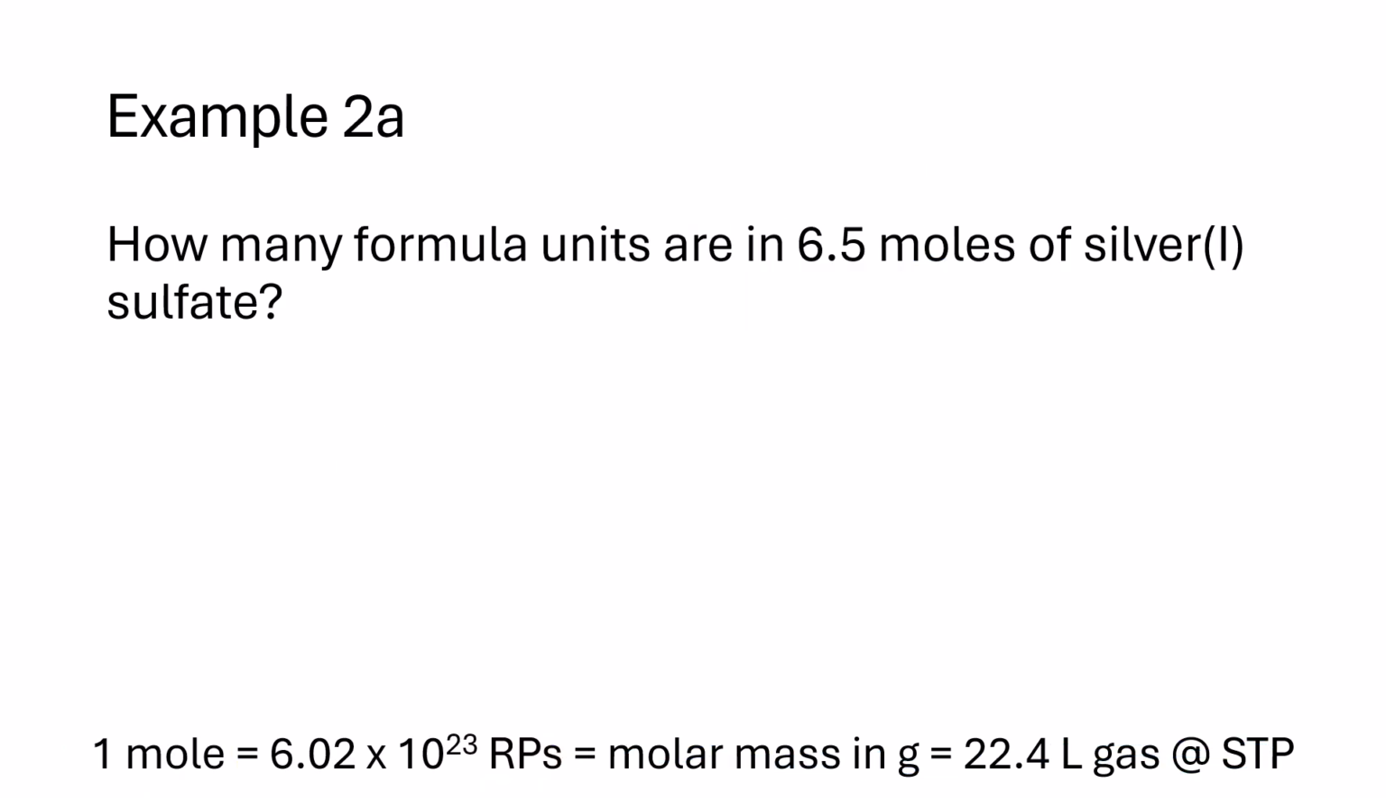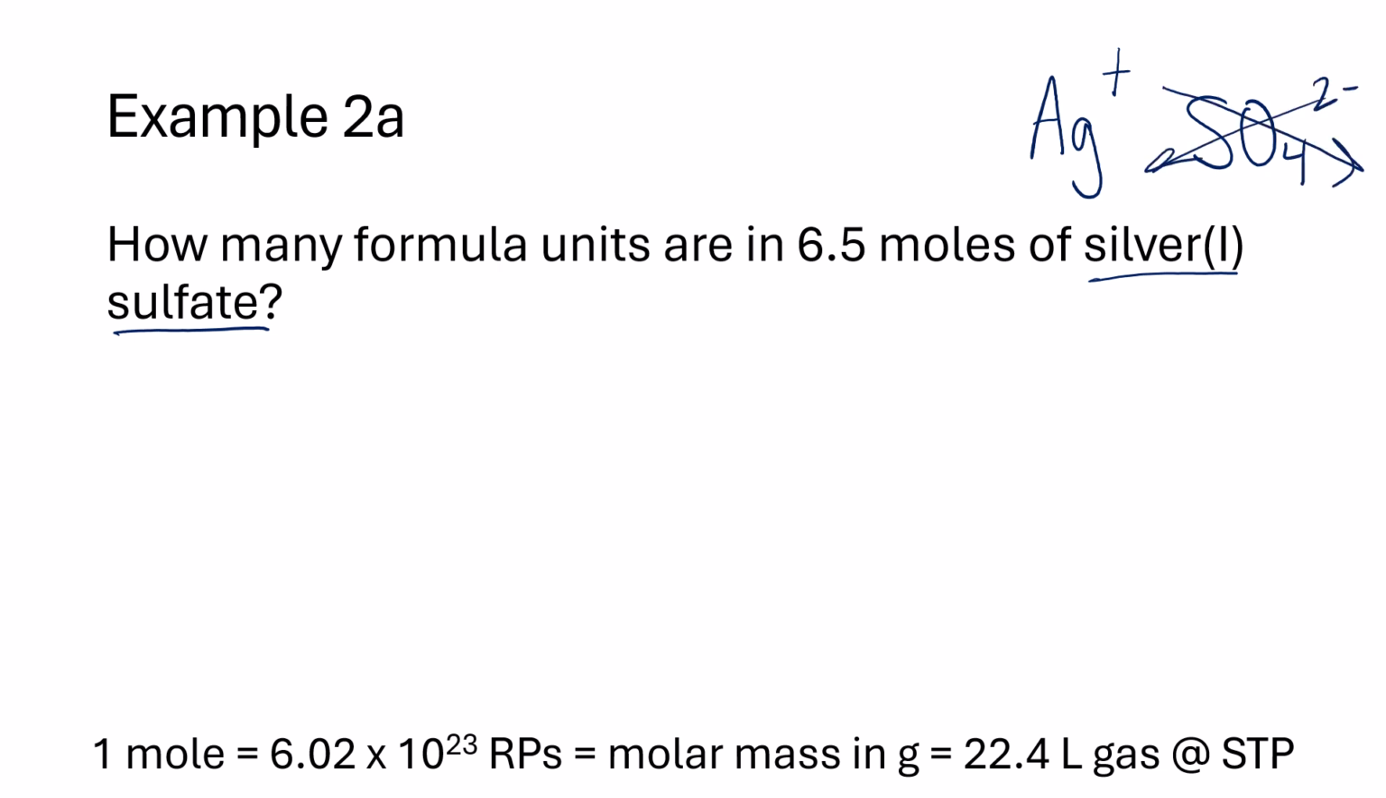In example 2a, it asks how many formula units are in 6.5 moles of silver(I) sulfate. Before I even start with the problem, I like to just make it a habit of knowing what this compound is. We need to remember that the Roman numeral tells us the charge. So I have silver 1 plus, and I have to remember that sulfate is SO4 2 minus. This requires that crisscross, and so silver sulfate is going to be Ag2SO4. I may or may not need this for this problem, but it's good to always be able to do that.